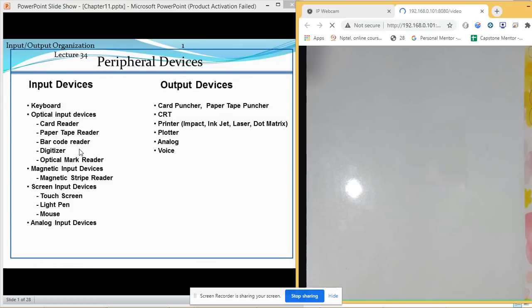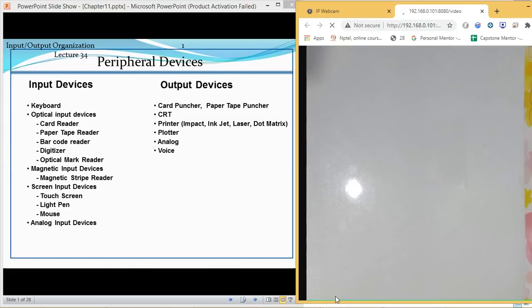Then we have a plotter. It is used to draw complex graphical images. Then we have output devices which are analog, like your speakers and all that stuff. Then we have voice as an output. If your system can interact with you by using voice, then it is a voice output.